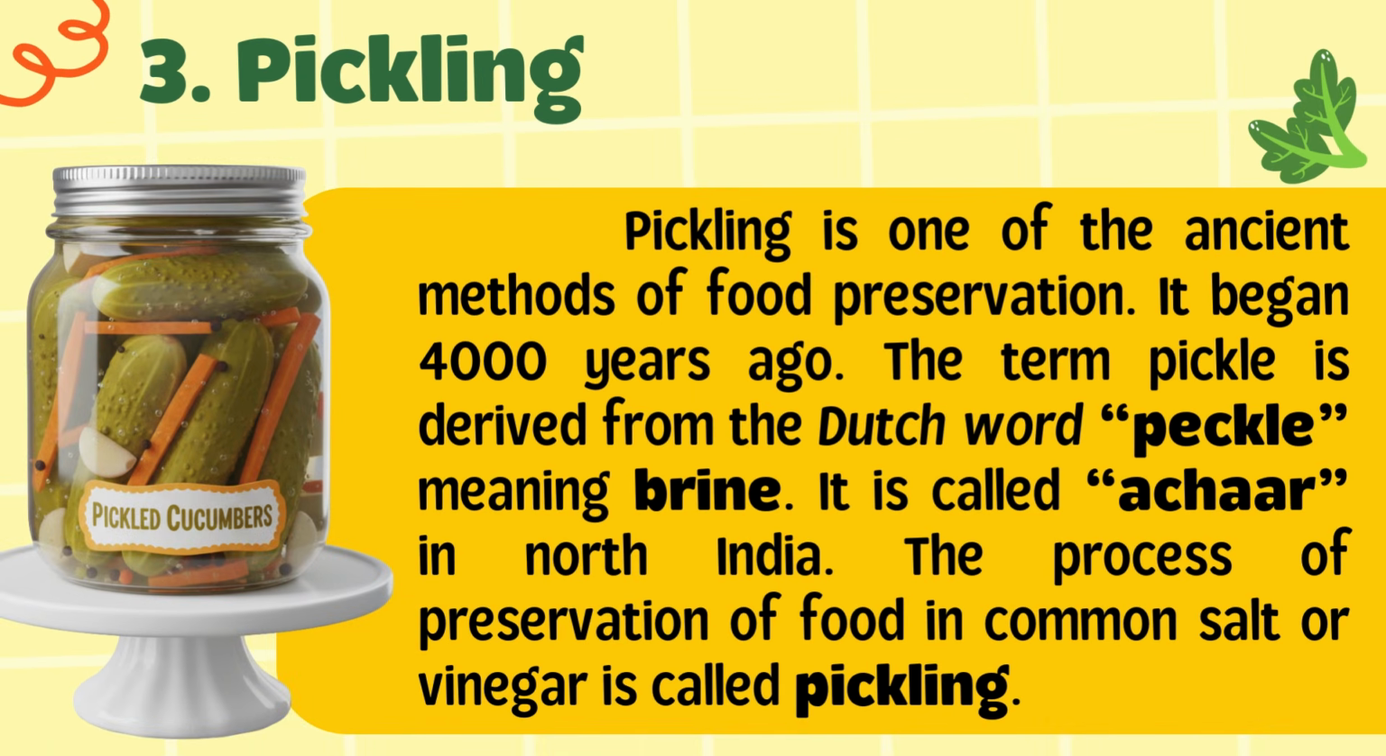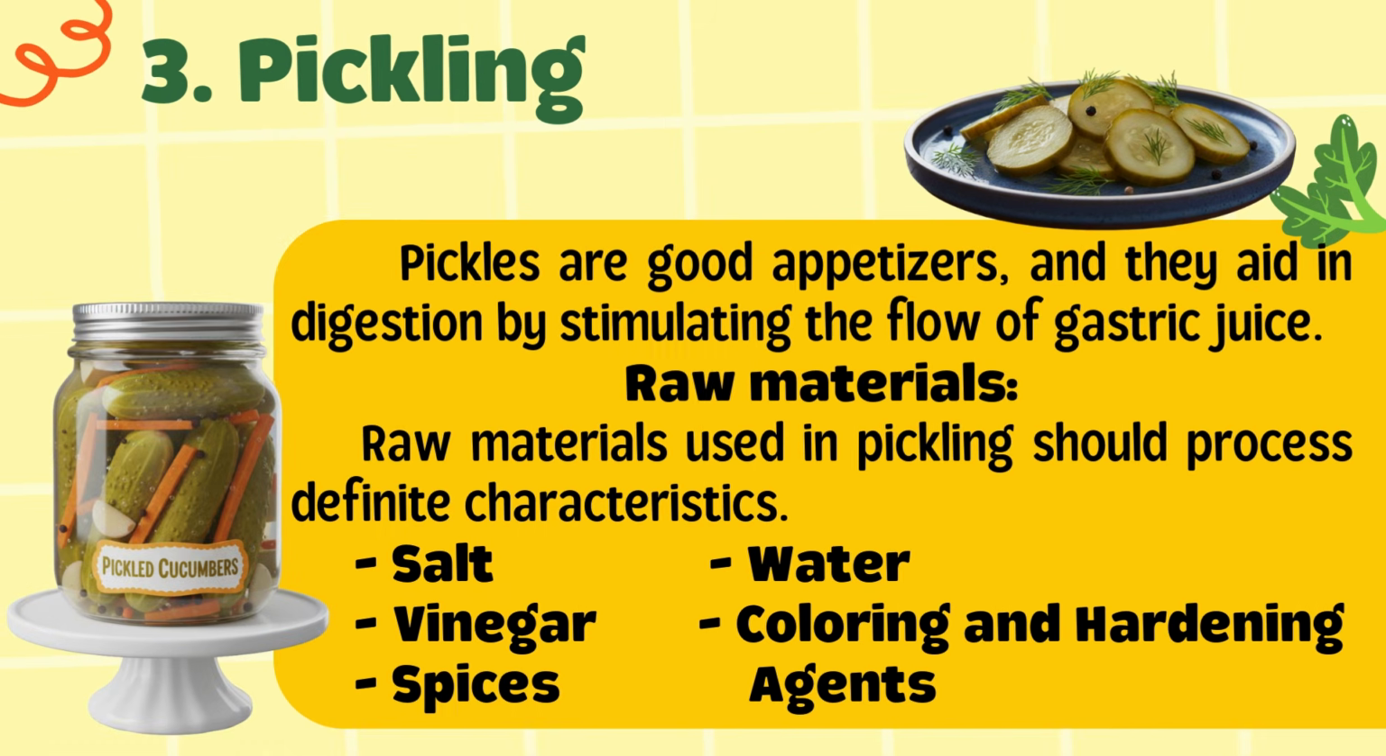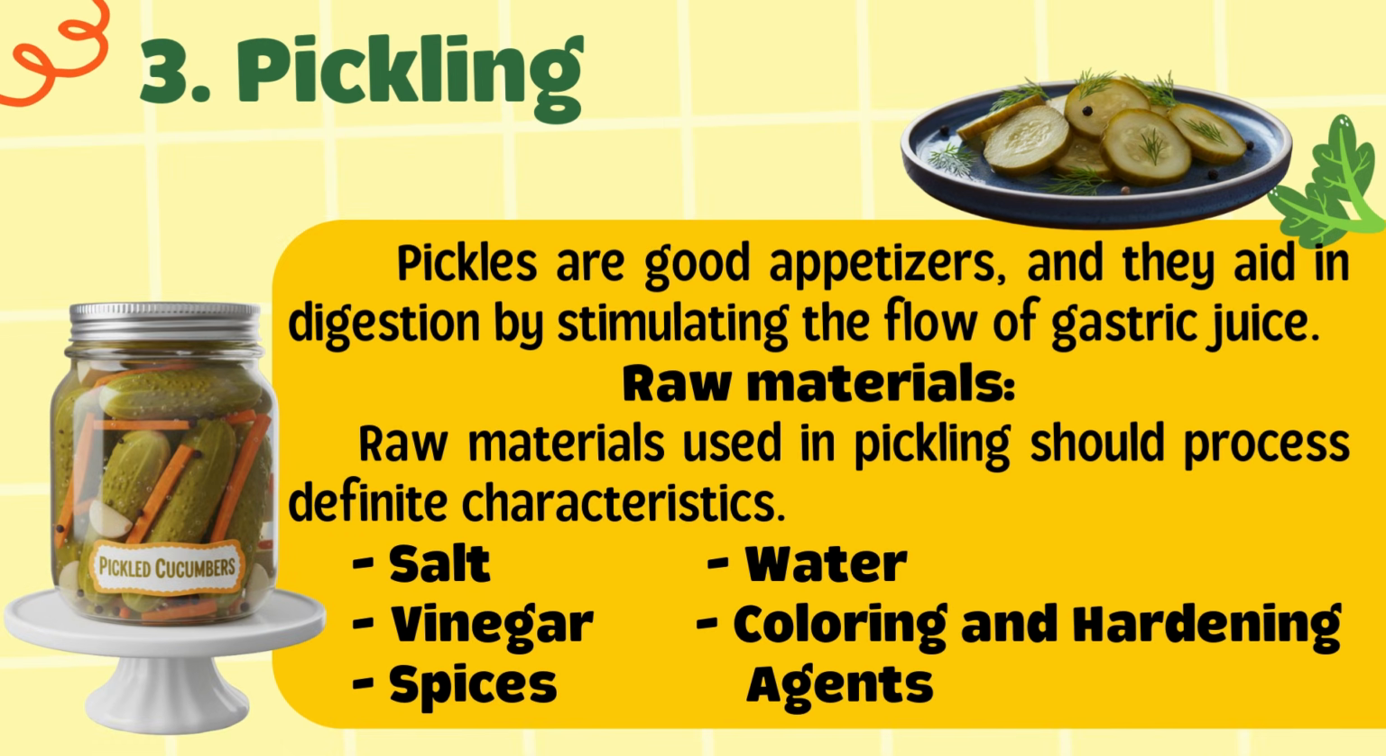Have you ever wondered how pickles stay so crunchy and delicious? Pickling is a very old method of preserving food that started over 4,000 years ago. The process is simple. Food is preserved in a solution of either common salt or vinegar. This solution stops bad microbes from growing, keeping the food safe to eat for a long time. Eating pickles can also be good for you. They are great appetizers and can help with digestion by getting your stomach ready to break down food.